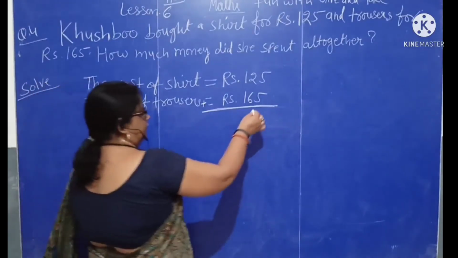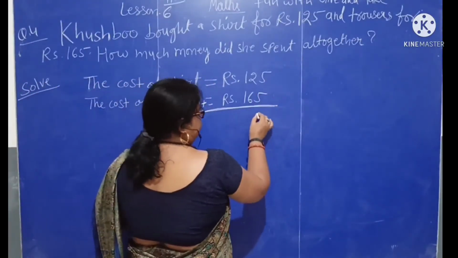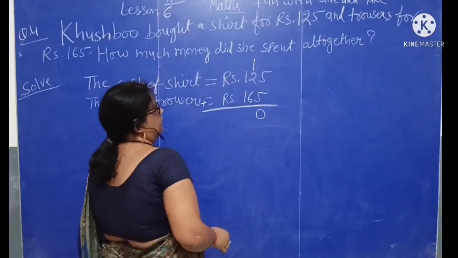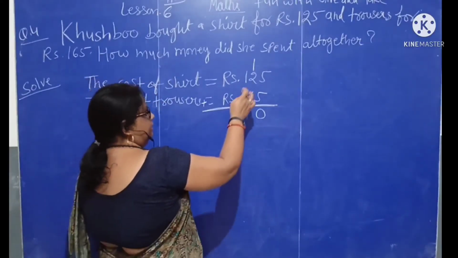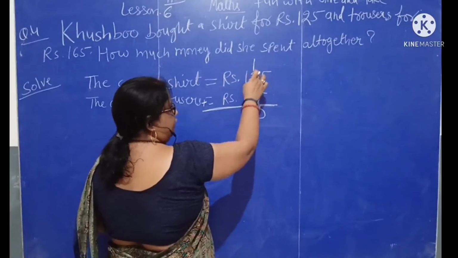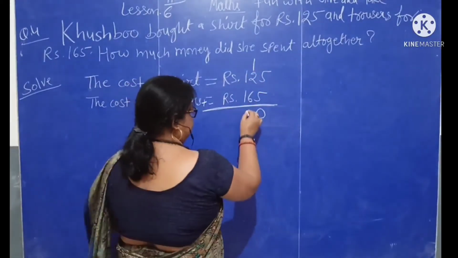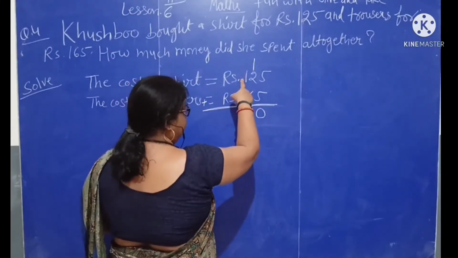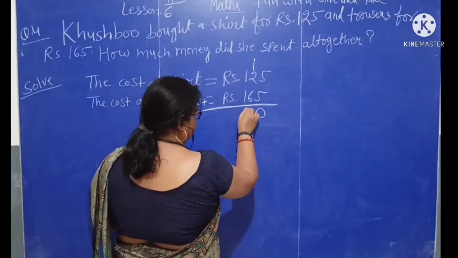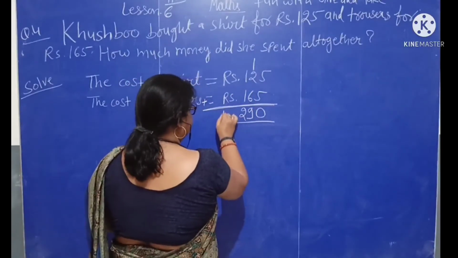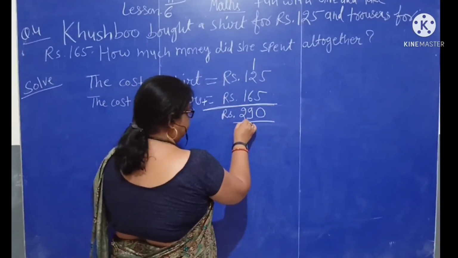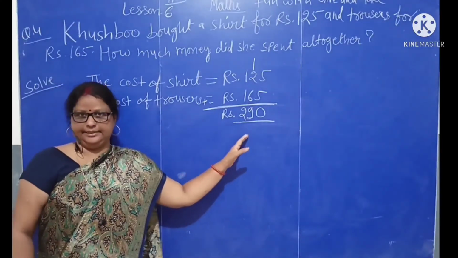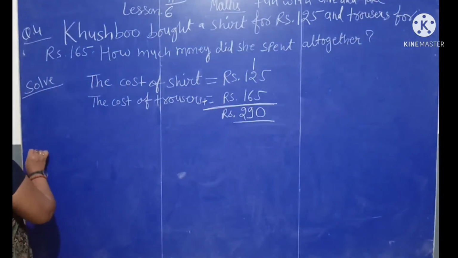Let's add 5 and 5, 10. We will write 0 here and 1 carry over. Now we will add 1, 2 and 6. 1 and 2, 3. 3 and 6, 9. Here is 1 and 1. We will add 1 plus 1, 2. So 290 rupees. How much money did she spend altogether? She spent rupees 290.